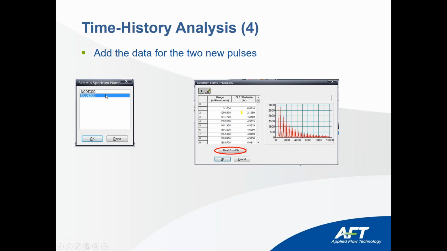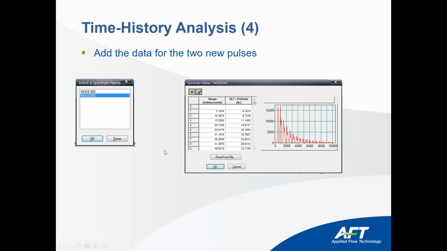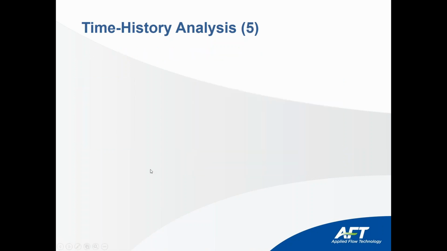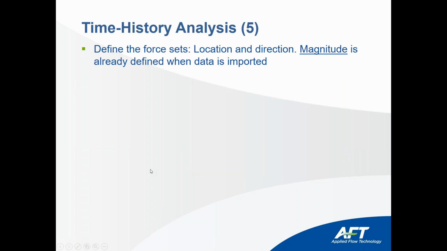The second step is to do it for node 500. So the same procedure. You come in here, node 500, and you read from a file. You would read Spectral 900, and it would bring you the information that corresponds to that. So now the spectrums are created, and Caesar has all the information.